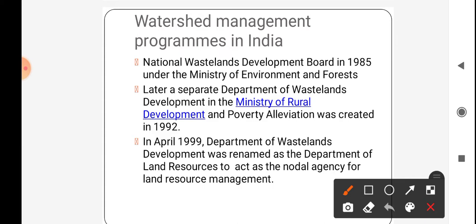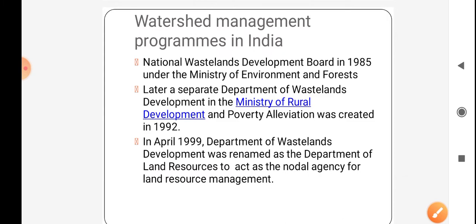The National Wasteland Development Board was constituted under the Ministry of Environment and Forest in 1985. Later on, a separate Department of Wasteland Development in the Ministry of Rural and Poverty Alleviation was created in 1992. And in 1999, the Department of Wasteland Development was renamed the Department of Land Resources to act as a nodal agency for land resource management.